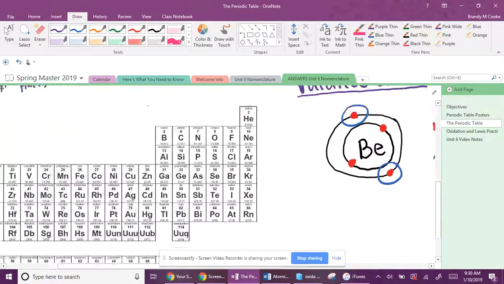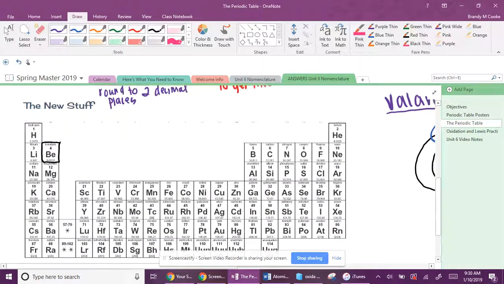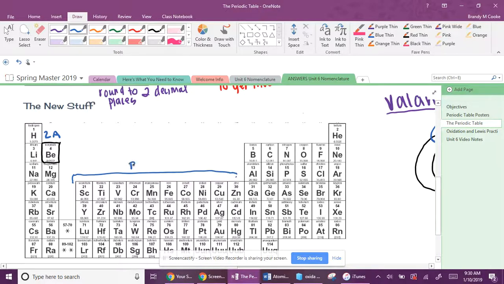And when we look at the periodic table, beryllium just so happens to be in group 2A. We only care about the A's. These are the B metals, the group B. Those are the transition metals, and they do some funky things, and we're not going to worry ourselves with that right now, so we're just going to look at the A's. So beryllium is in group 2A, and it just so happens to have 2 valence electrons.